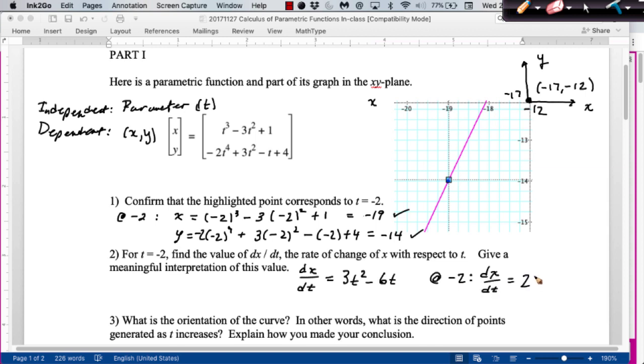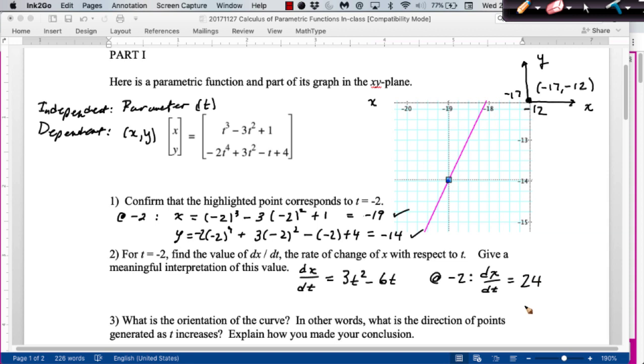Is it positive 24? Did someone get that? Is that right? Okay, so we get 24. What does that mean? What does positive 24 mean for dx/dt? Second, tell me your name again. Zach. Zach, what does 24 mean for dx/dt?